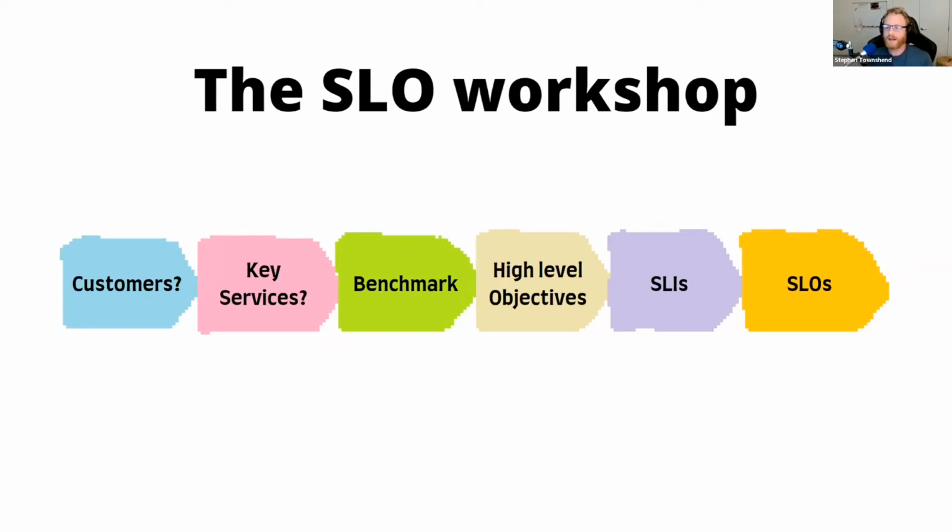Firstly, identify the different customer groups for a particular application. Next, identify the key services that the team provides those customers. Next, benchmark the current reliability of those services to see where we are at today. Next, define high-level human-readable objectives. For example, a fast and responsive web interface. Next, identify indicators which can help us measure those high-level objectives. And lastly, set specific SLOs for the indicators that we identified.